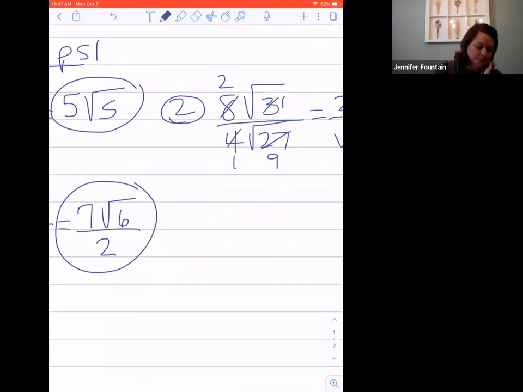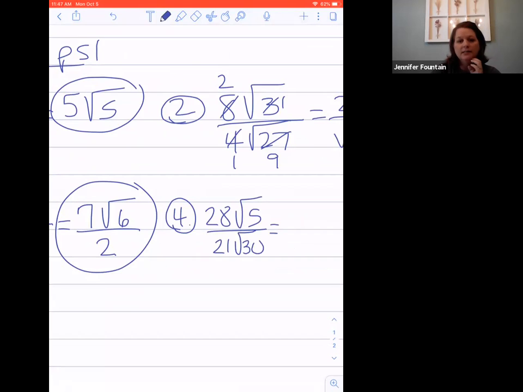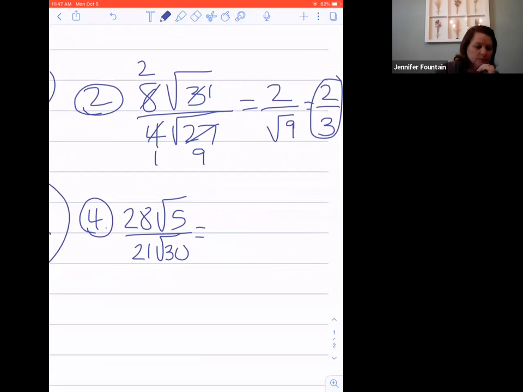Let's do number 4. 28 times the square root of 5 over 21 times the square root of 30. Go ahead and simplify your coefficients and your radicals. What are 28 and 21 both divisible by? Think about your factors. What's the largest one that they have in common?